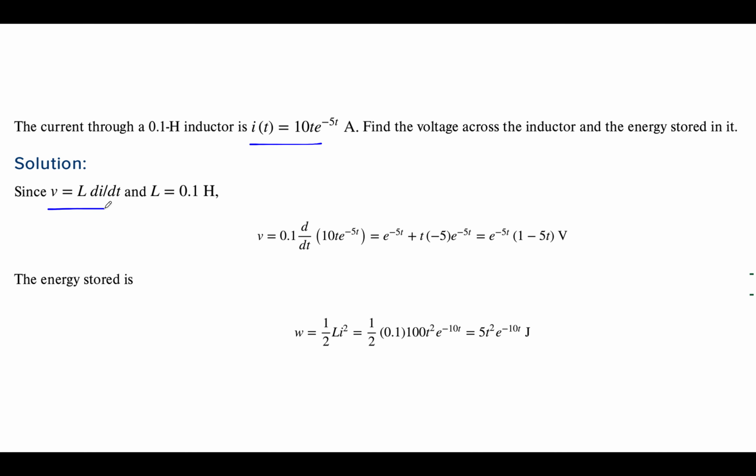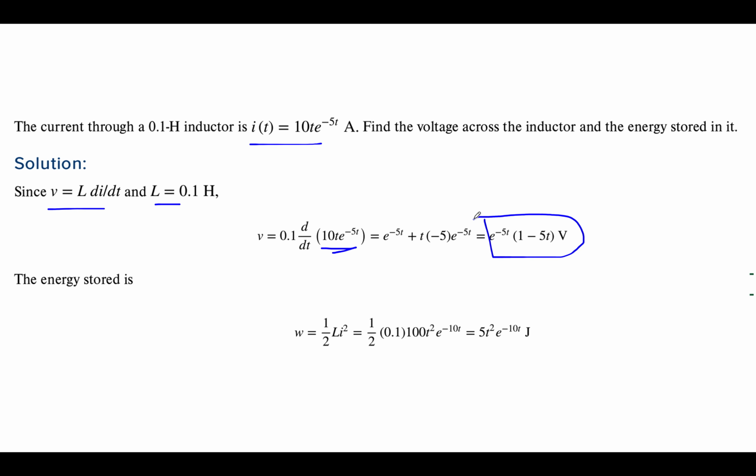So V is L dI/dt. We have L, we have I. So just plugging in, you're taking the derivative of this current function. It's a product, so you can use the product rule. Taking the product rule and simplifying, you get a very simple expression.